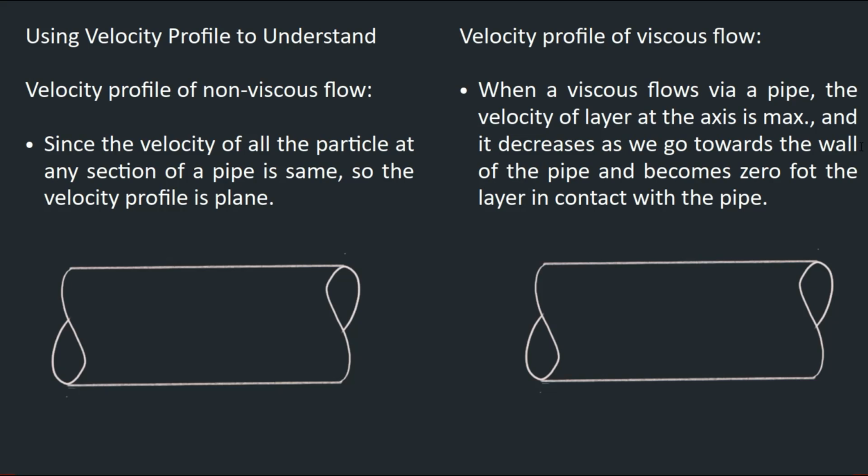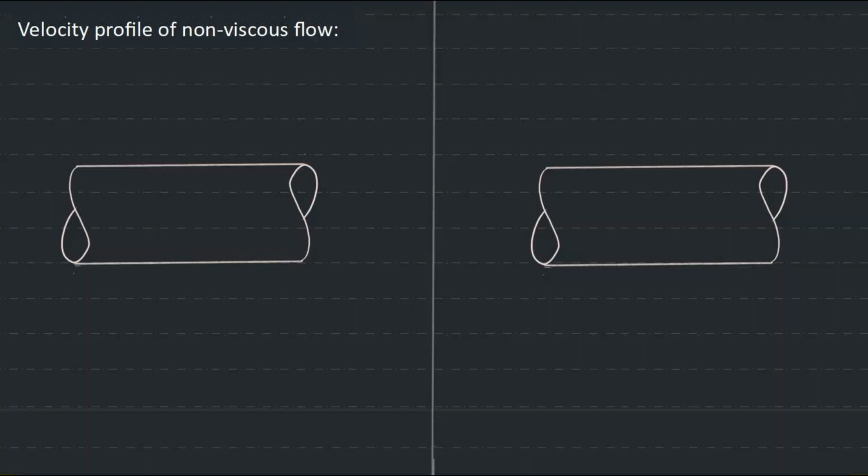We just understood about velocity profile. So let's use that to understand different cases. I'll not read through this. Better would be for me to use it and explain it off. Okay, guys. So we have velocity profile of a non-viscous flow.